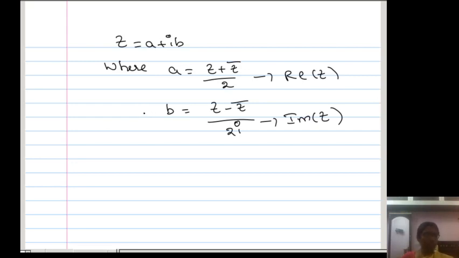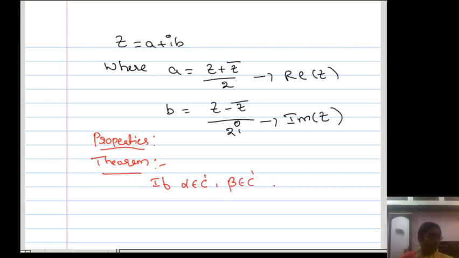Now, very important, we will discuss the properties of conjugates, meaning which properties are applicable for complex numbers. You are given one theorem. What is the theorem here? If alpha belongs to the complex numbers and beta belongs to the complex numbers, then the following results hold. What are the results? First one: (alpha plus beta) whole bar is equal to alpha bar plus beta bar.